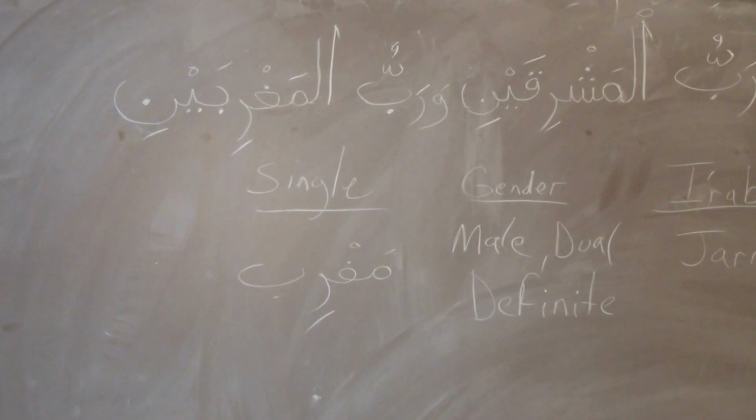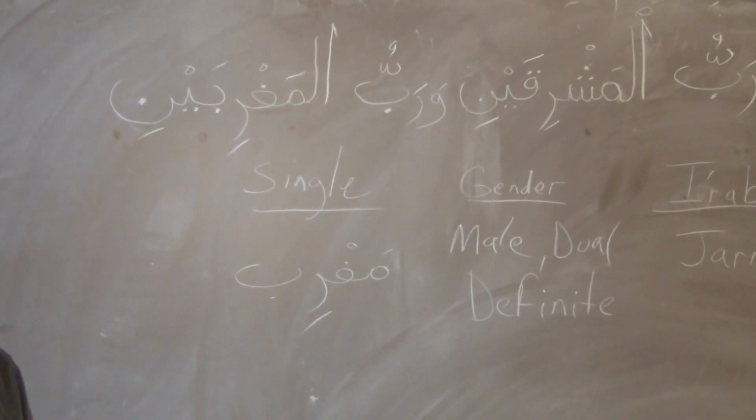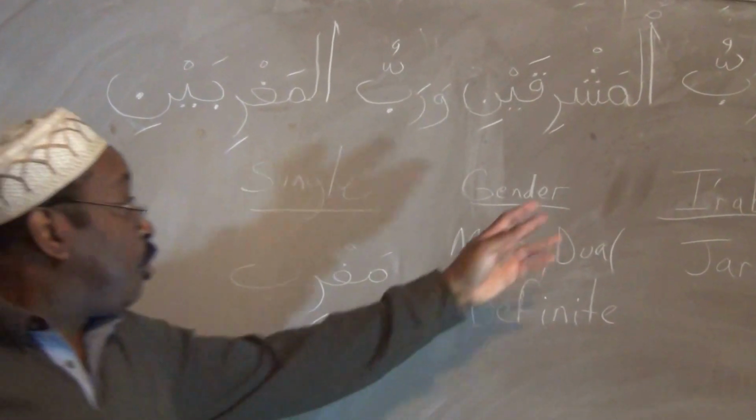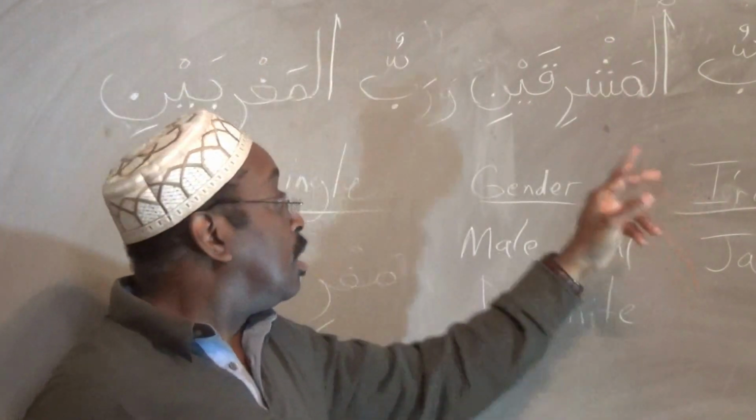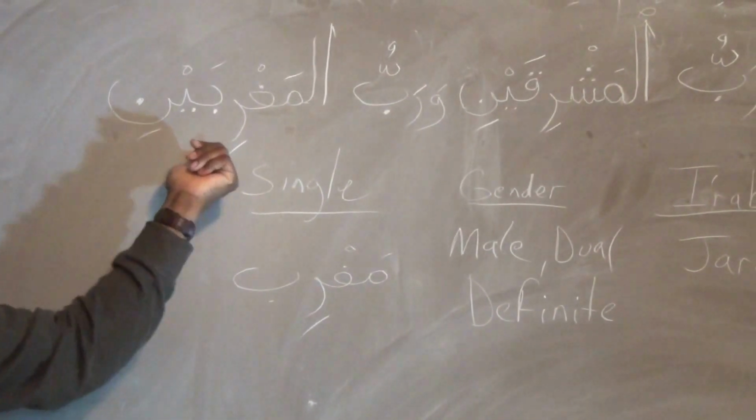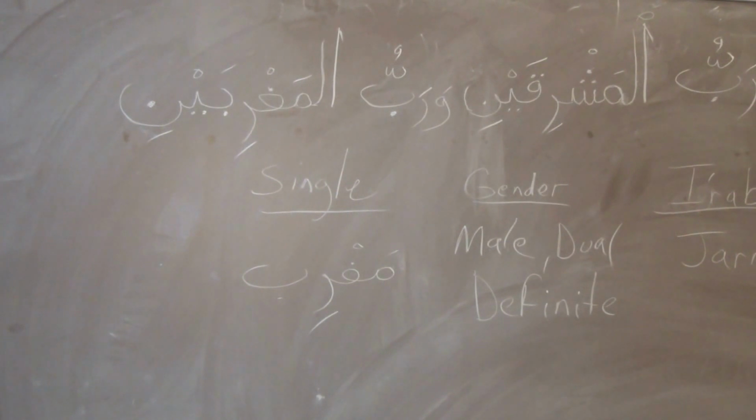What did this sentence say? Lord of the East and West. Let's go in order. You're right, but the Lord of the two easts and the two wests. I guess al-mashriqani means not just the east. I believe al-mashriqani is talking about the sun rising from the east, and al-maghribani is the sun setting in the west.